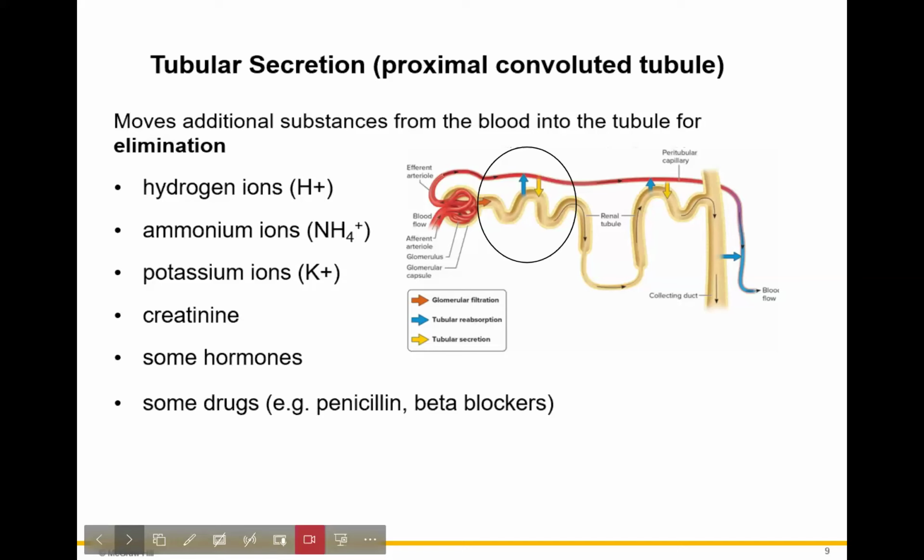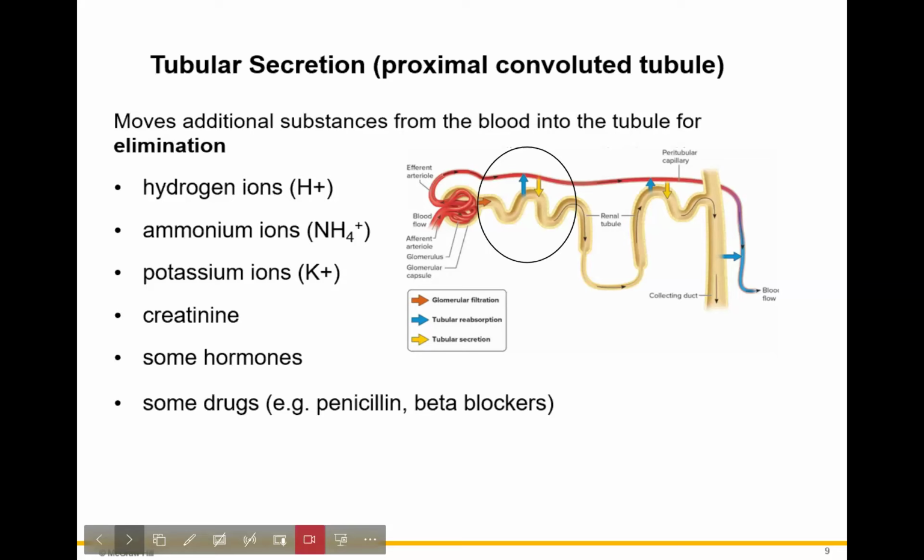So this could be hydrogen ions, ammonium ions, potassium ions. You don't have to worry about all the names of the ions. Creatinine, a metabolic product of muscle metabolism, and some hormones. We'll just talk about maybe the last one listed because it's probably the easier one to remember. You have some drugs that are regularly secreted into your urine. And typically, these are drugs that you need to take several times a day, or now a lot of pharmaceutical manufacturers have drugs that have a slow release.